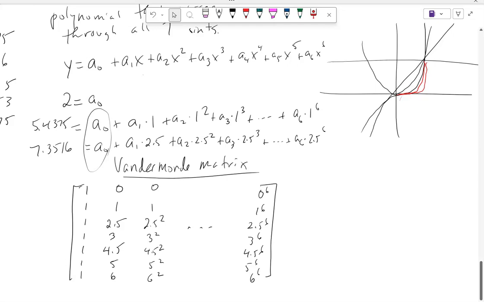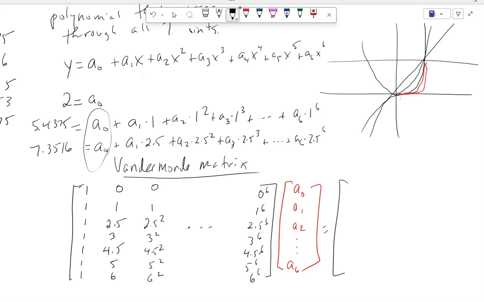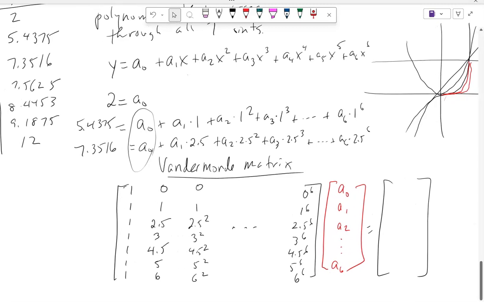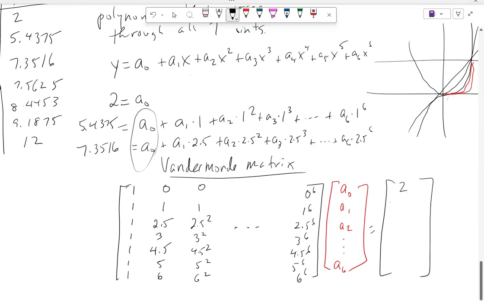Again, if you've had linear algebra or are taking it, you're practicing putting these into a matrix equation form, right? So I would have a column of coefficients that I'm trying to solve for. And then on the right-hand side, you would have your y values, which in this case were 2 and 5.4375, 7.3516, all the way down to 12, right?